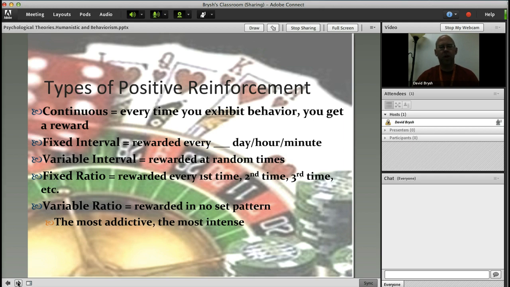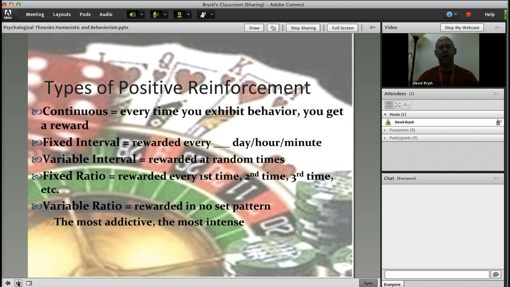Then there's fixed ratio kinds of reinforcement, and those are rewards for every however many times, right? It could be every first, like the first time you do something you get rewarded for it, right? Or it could be every 2 times, every 10 times, every 100th time, that sort of thing. Those are fixed ratios. And fixed means that you have an amount of time passing, right? Or amount of units passing, right?